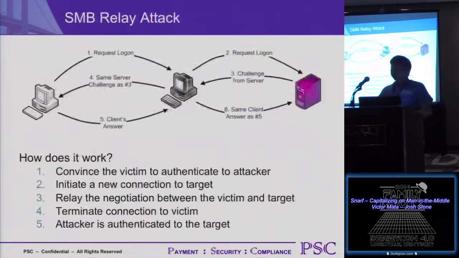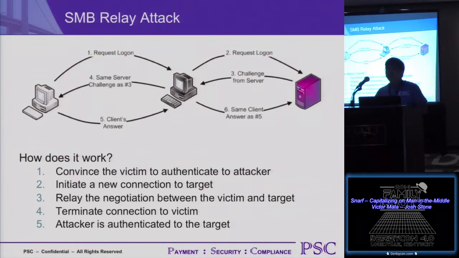So, a quick and dirty intro on the SMB relay attack. I'll explain how exactly it works. If you look at the diagram, number one is convincing your victim to authenticate to the attacker. This can be accomplished several ways. Usually the top ways are NBNS and LLMNR poisoning or spoofing, ARP poisoning, DNS and DHCP spoofing, and what have you. It doesn't really matter how you get there, as long as you get there. What we want is to harvest or receive authentication requests from our victim.